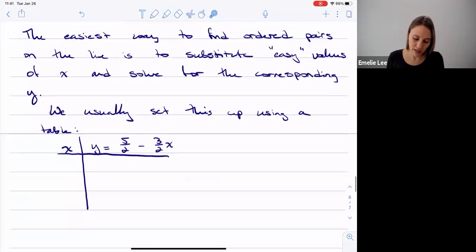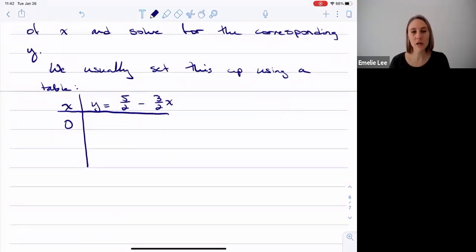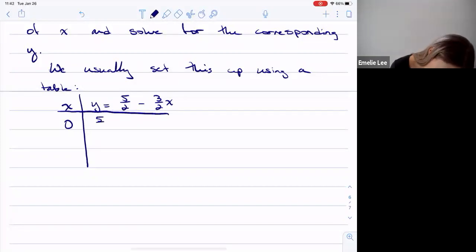So what I'm going to do is pick easy values of x. That means I'm not going to pick x equals 5 here, because then I've got 15 divided by 2, and then 5 over 2 minus 15 over 2, no thank you. What I'm going to do is pick multiples of 2. Usually my first one is x equals 0. Plugging in x equals 0 is pretty easy to solve for. It's just going to be the y-intercept, which we already found. So 0 makes 5 over 2 minus 3 over 2 times 0, which is 5 over 2.